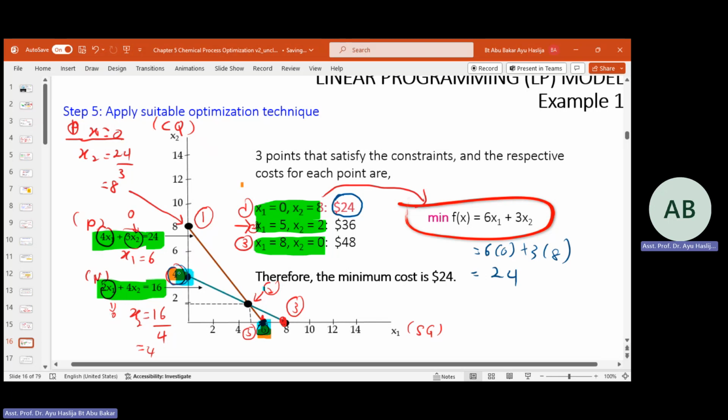Another point here is X1 equals 0, X2 equals 4. And X1 equals 6, X2 equals 0. Why don't we consider these points for the costing analysis?